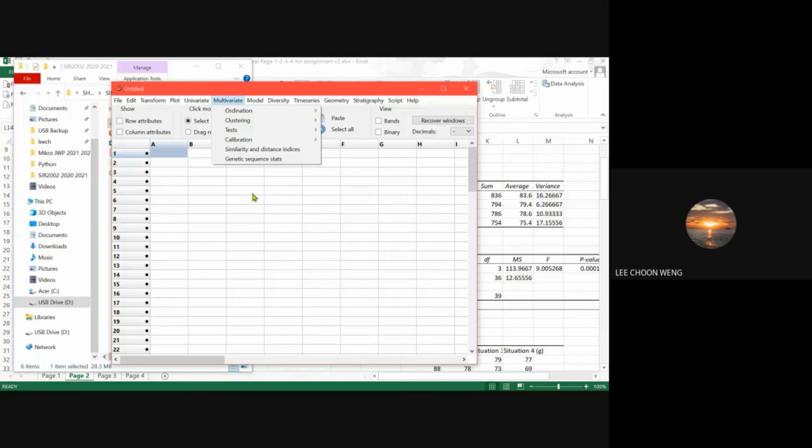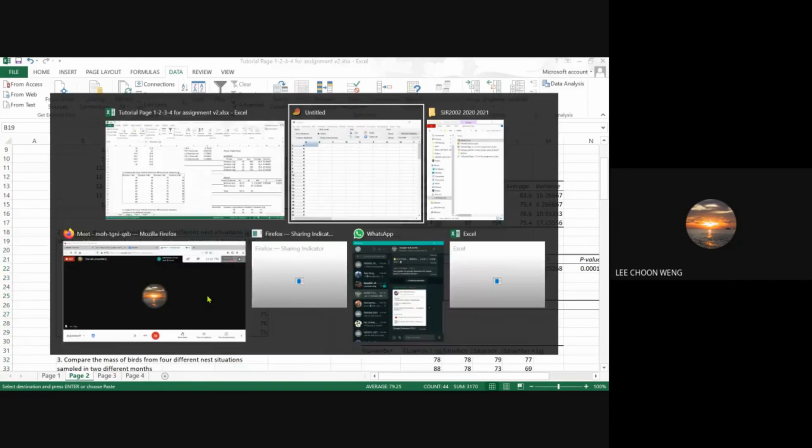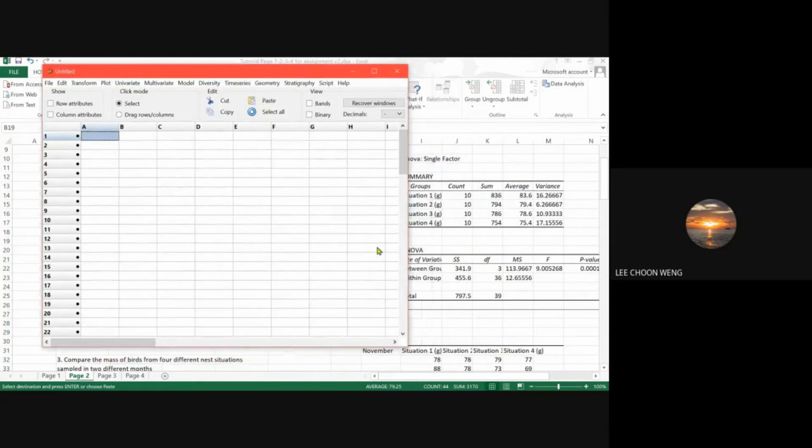Of course, the danger here is you must know what you're doing. Don't simply do whatever test is available, because sometimes you might be doing the wrong test. So let's see what PAST can do with this set of data. I'll Control C to copy the data. Okay, so this is PAST. This is a window.